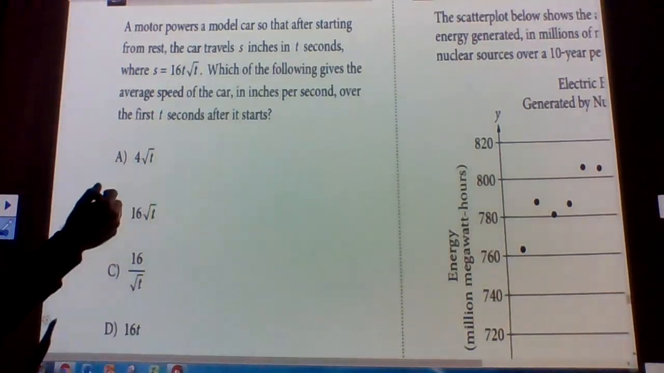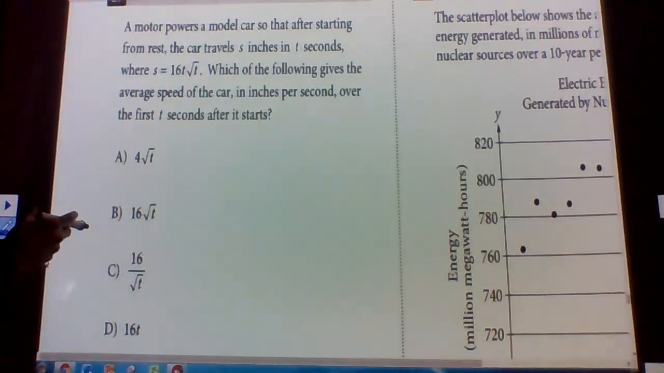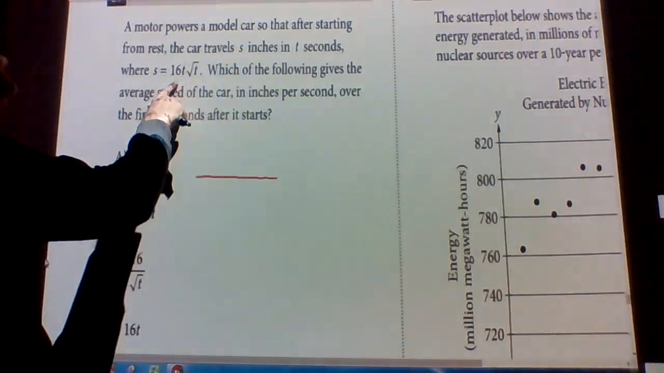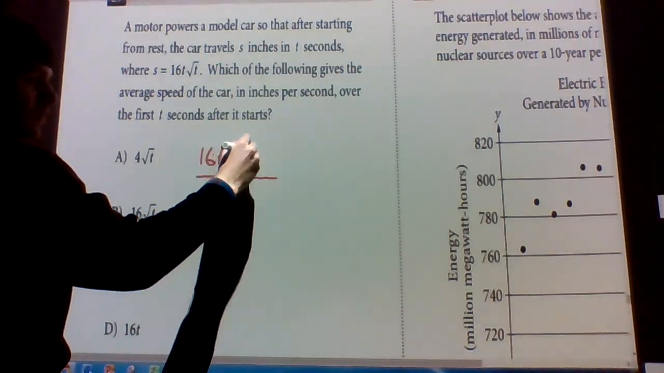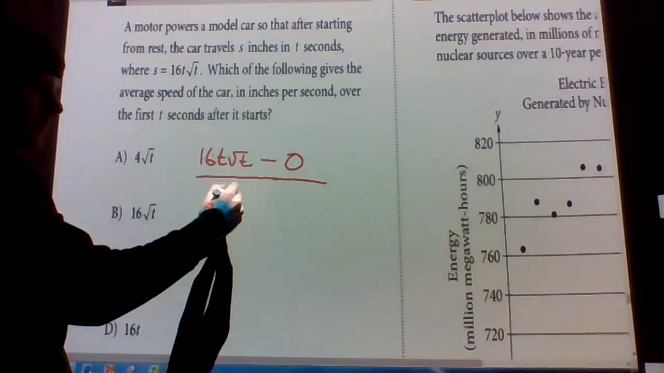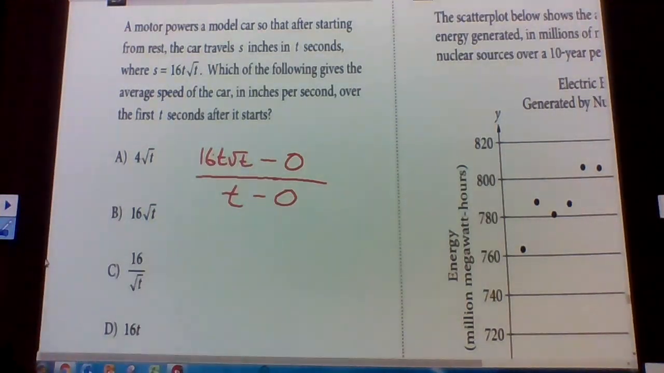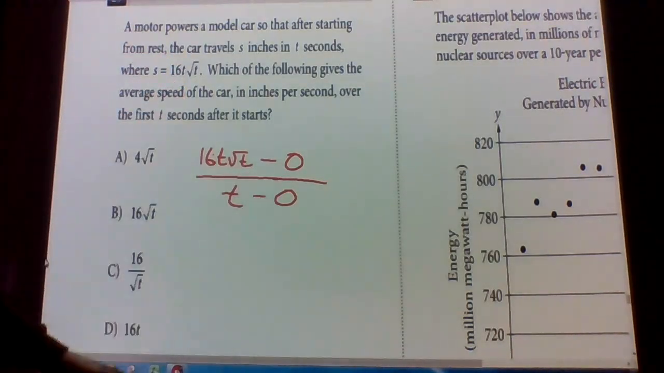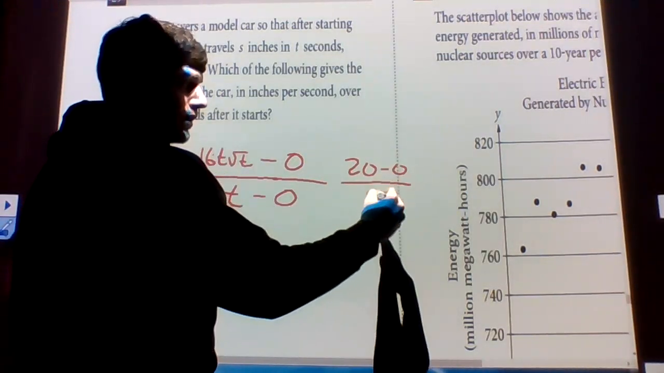So we're looking for the average speed. We're looking for the change over time. After t seconds, the car traveled 16 t to the three-halves. It started at 0, and then we're looking for time minus 0. To simplify this, let's say the car started at 0, and after 5 seconds it had gone 20. You would do 20 minus 0 over 5 minus 0.